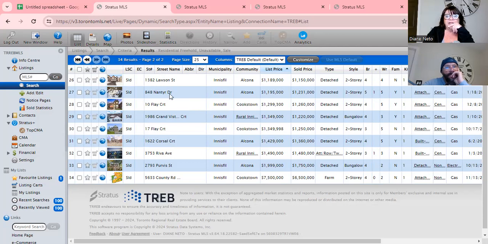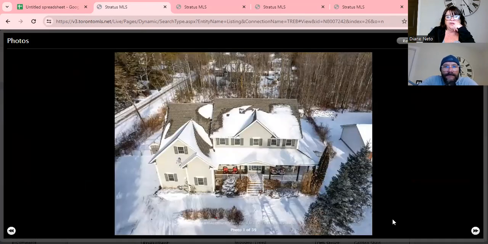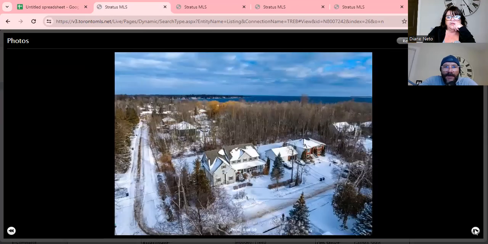Okay. This one, actually, Nantyre, got over asking. It was at 1,195, sold for 1.31. Well, nice street. 3 days on the market, Mark. Big home.